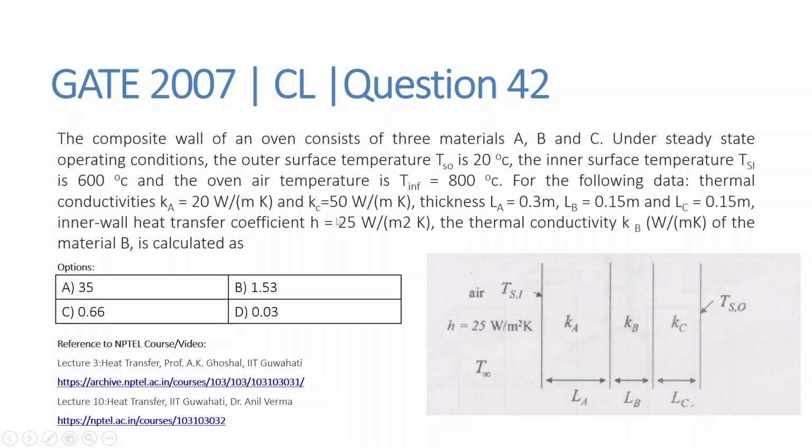Inner wall heat transfer coefficient h equal to 25 watt per meter square Kelvin. The thermal conductivity Kb of the material is calculated as. So for the given system, we are given a few properties and we have been asked to find the thermal conductivity Kb. And this is the MCQ type of question. The lecture notes and the course video, you can find from these references.